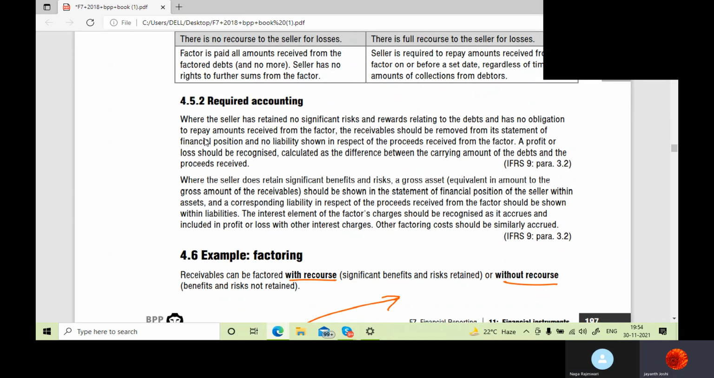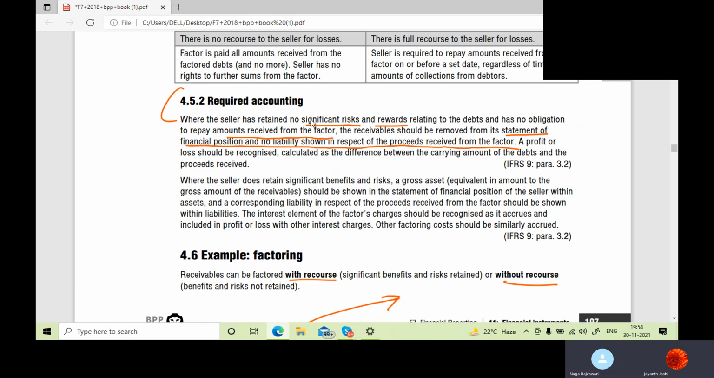Okay, we'll discuss this. Where the seller has retained no significant risk and rewards relating to debts and has no obligation to repay amounts received from factor, receivable should be removed from statement of financial position and no liability shown in respect of proceeds received from factor. Seller is nothing but the company which has sold the receivables to factor.